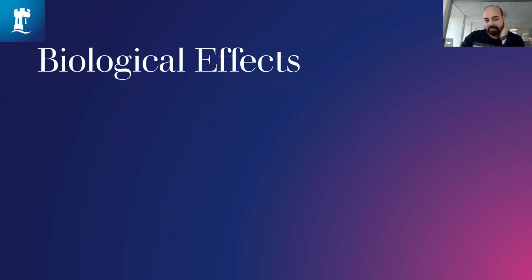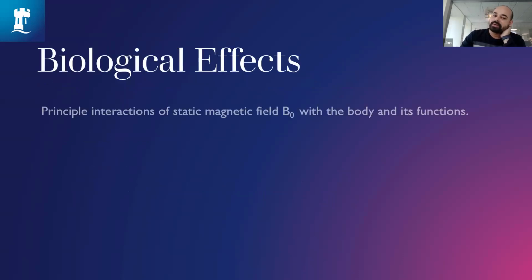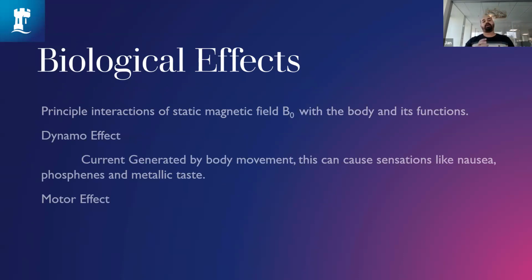Now let's talk about biological effects. The principal interaction of the static B0 magnetic field with the body and its functions causes biological effects. Now you have something called the dynamo effect and the motor effect. What's the dynamo effect? The dynamo effect is when the current generated by body movement causes a sensation of nausea in some cases, phosphenes, or a metallic taste. This is purely because of the flow of current when the body moves through a magnetic field, producing an EMF.